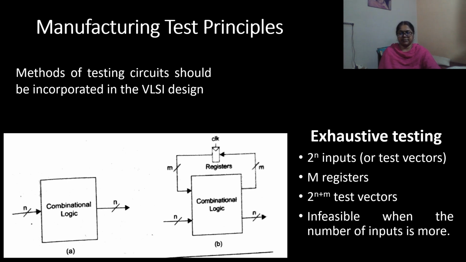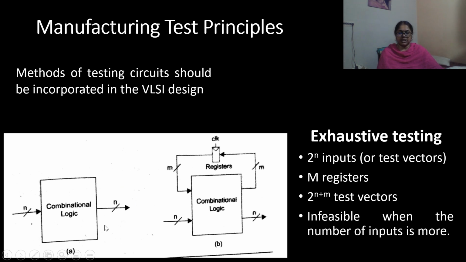Exhaustive testing. A combinational circuit with n inputs is tested exhaustively by applying a sequence of 2 to the power of n inputs, or test vectors. That is, 2 to the power of n test vectors are applied and the behavior of the circuit is observed, that means what the outputs are.